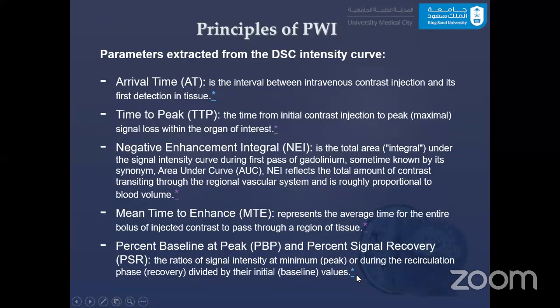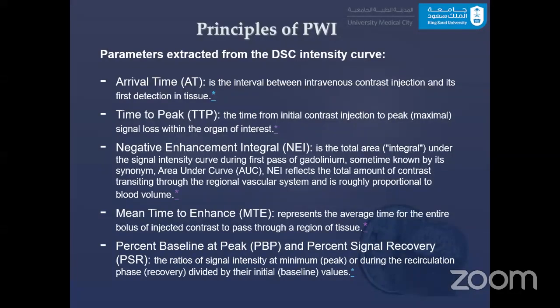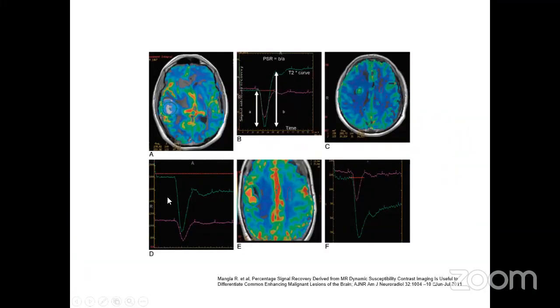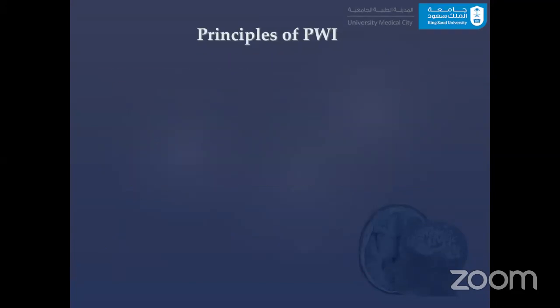I have another slide, maybe I can show you. As you can see, different types of masses or different types of tumors show different recovery. After the contrast passes the mass, sometimes it doesn't go back to the baseline level. This is an example. For example, it goes below and even goes up, or sometimes goes to the same level as before the contrast.